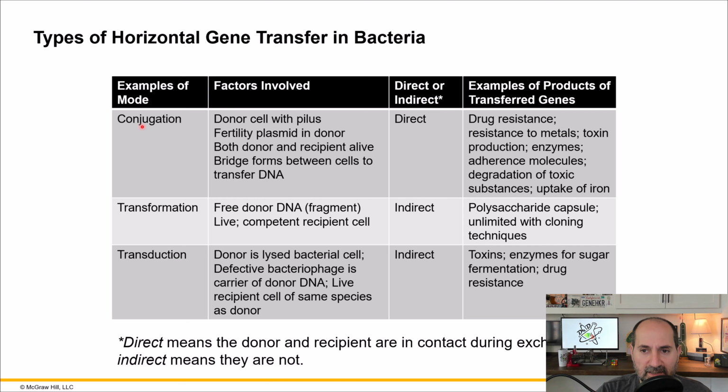Remember, when an F plus cell produces the sex pilus and sends DNA to an adjacent cell, that cell does not need to be of the same species. Transformation, in which free DNA, like an actual double-strand DNA, gets taken up by a competent recipient cell. And transduction, where a bacteriophage, a virus, actually helps with the horizontal gene transfer by incorrectly packaging donor DNA.